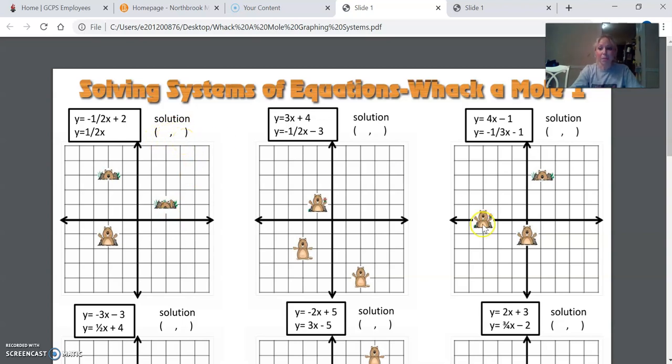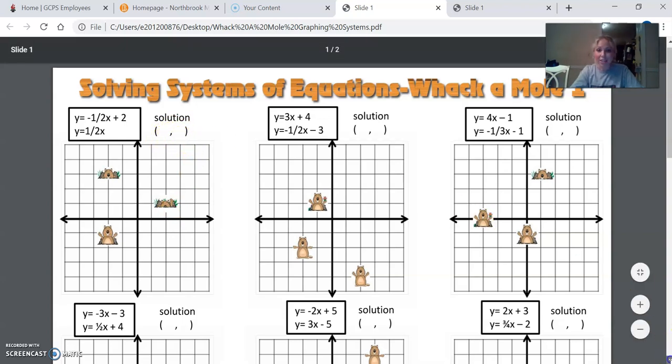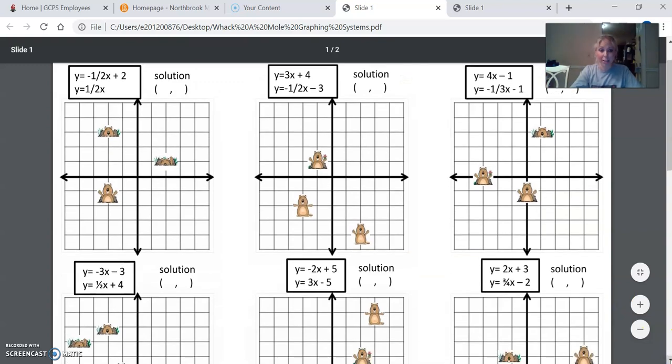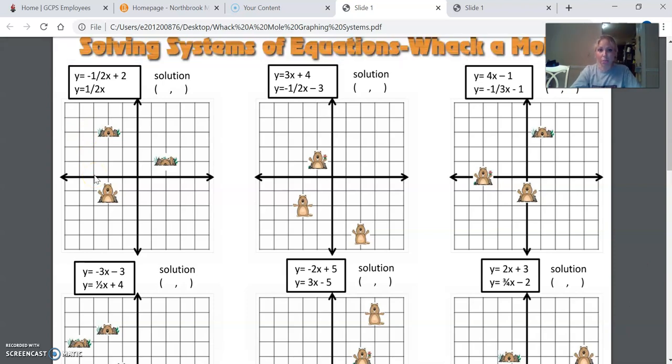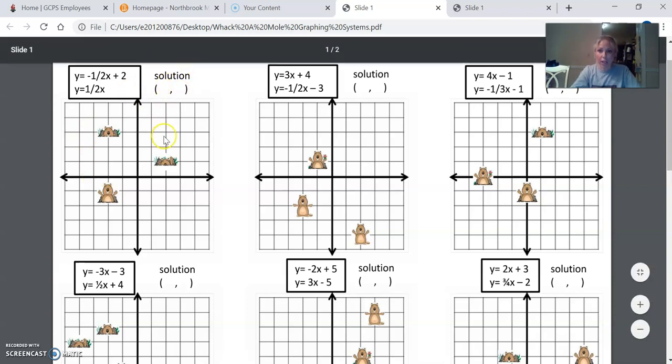Now please keep in mind there are 12 questions and they don't have problem numbers written next to them. So the very first question on the first page, which is y equals negative 1/2 x plus 2 and y equals 1/2 x, that's question number 1. So when you get to the quizzes, if it says what is your solution to question number 1, that's what you're going to have to focus on, is this problem.